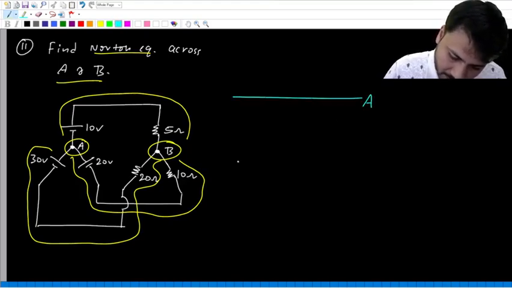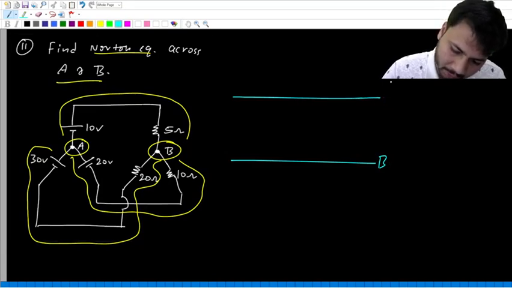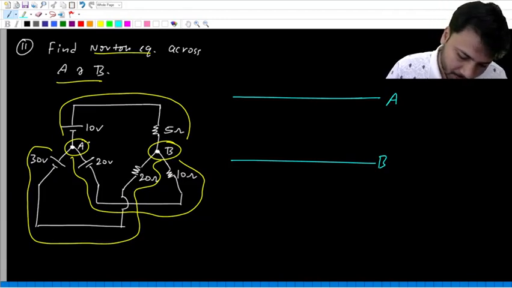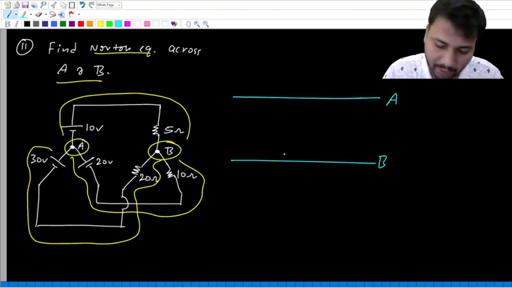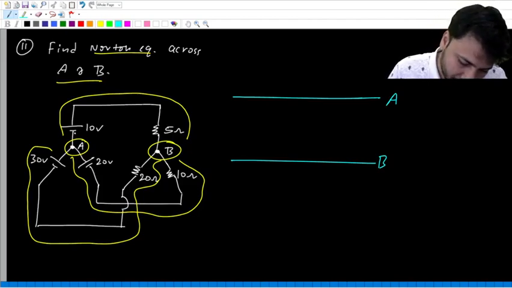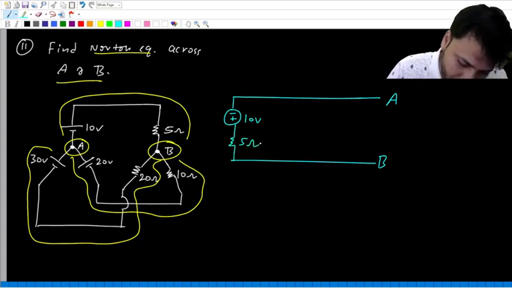So let's say this is A, this is B. So let's say the first branch is 10 volts in series with 5 ohms. Okay. Be careful about the polarity while redrawing this network. For the 10 volt source, minus is connected towards A. 10 volts in series with 5 ohms. And then we have the 30 volt source. For the 30 volt source, plus is connected to A.